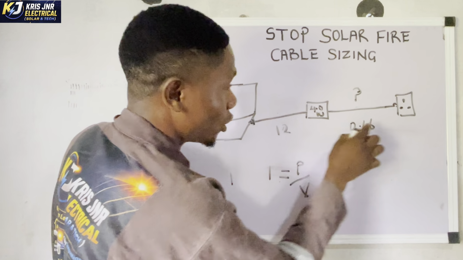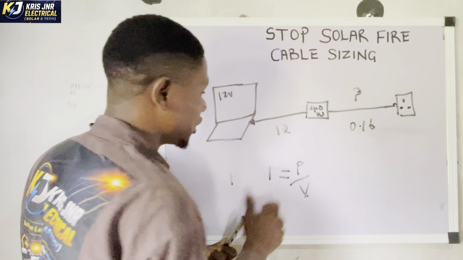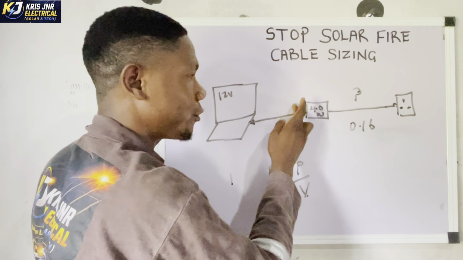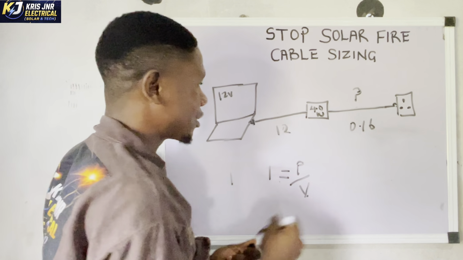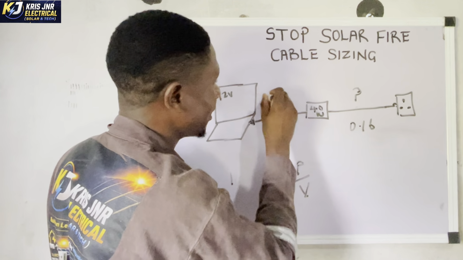That is the mistake a lot of solar installers are always making. They just calculate P equals IV and that is all. You calculate your current in every section of the system. Every node you calculate your current so that you're able to size your cables. So the voltage here is 12, and the power that is flowing is about 40 watts.